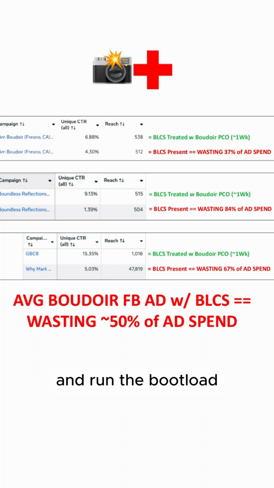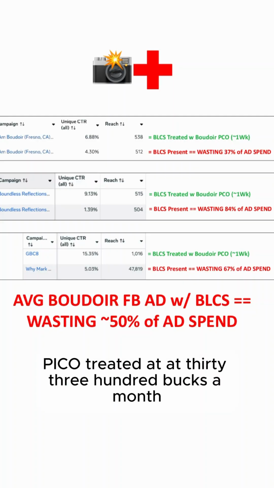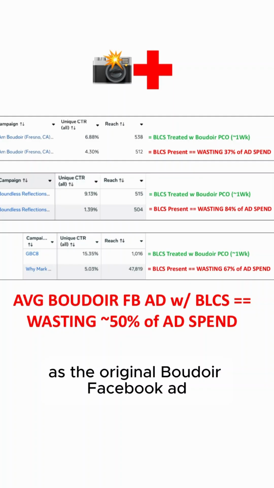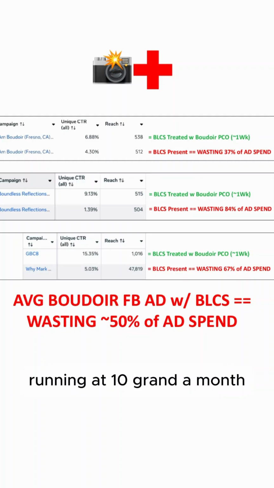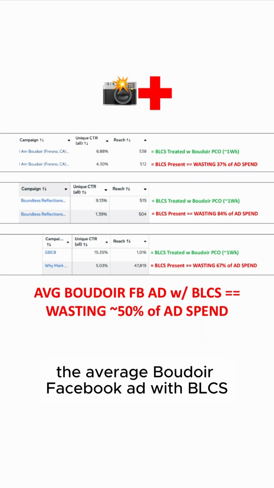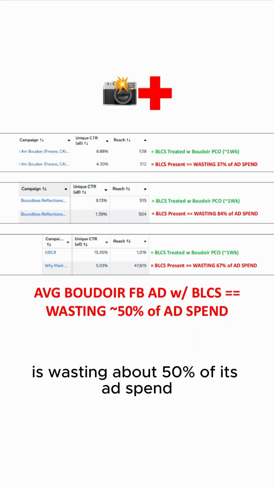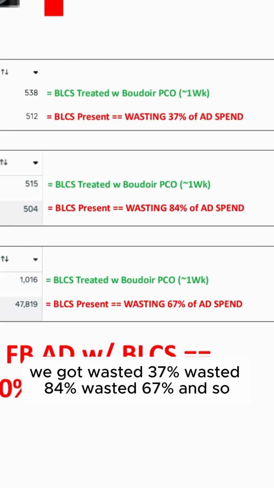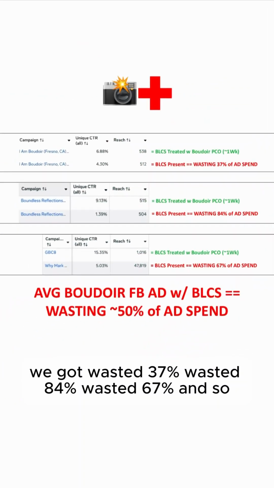and run the Boudoir Pico treated ad at 3,300 bucks a month, get our ad into the same number of women's brains as the original Boudoir Facebook ad running at 10 grand a month. So super awesome efficiencies here. From what I've seen, the average Boudoir Facebook ad with BLCS is wasting about 50% of its ad spend. Literally approximately half. I mean, look at the numbers here. We got wasted 37%, wasted 84%, wasted 67%.